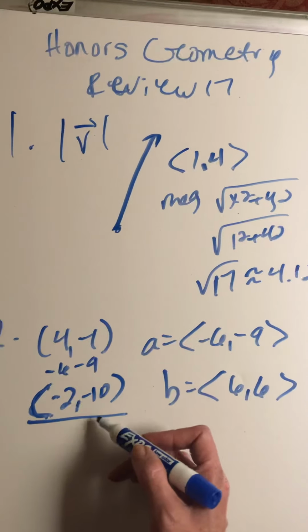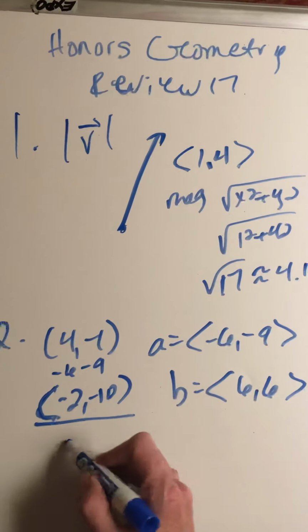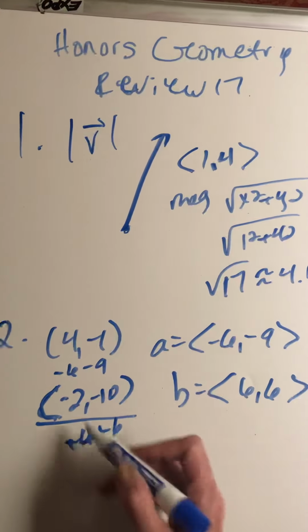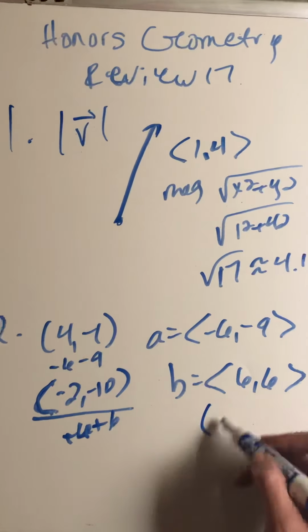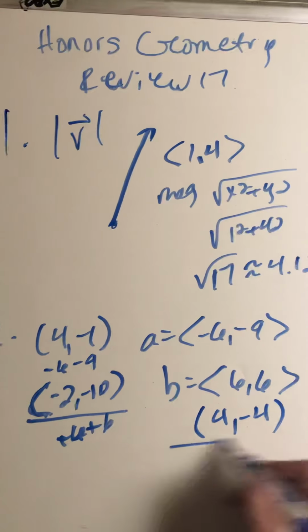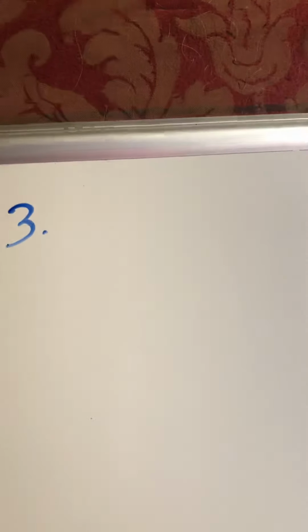Now we have to take that point and move it through this translation, the 6, 6. So I'm going to add 6 and add 6. I'm going to add 6 to the negative 2 and add 6 to the negative 10. So that's going to give me 4 comma negative 4. Don't graph this. You're not asked to graph it.